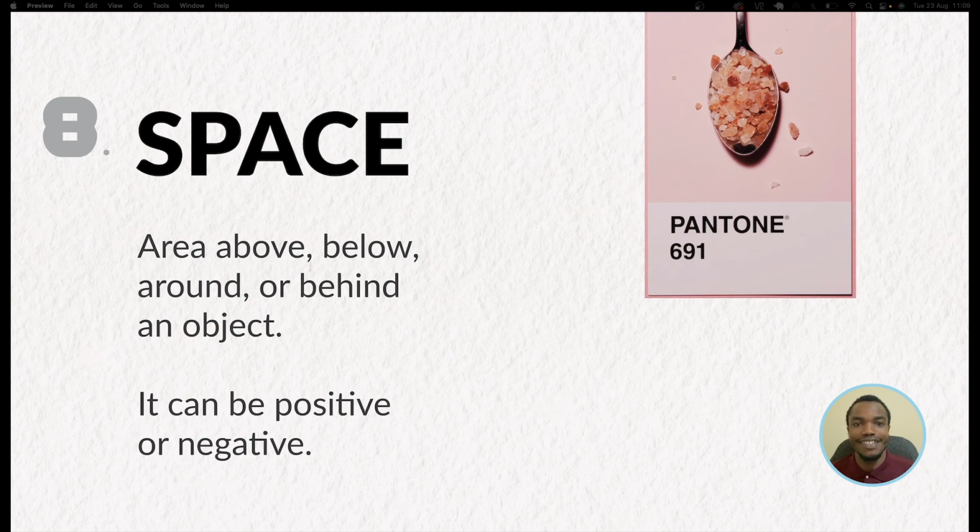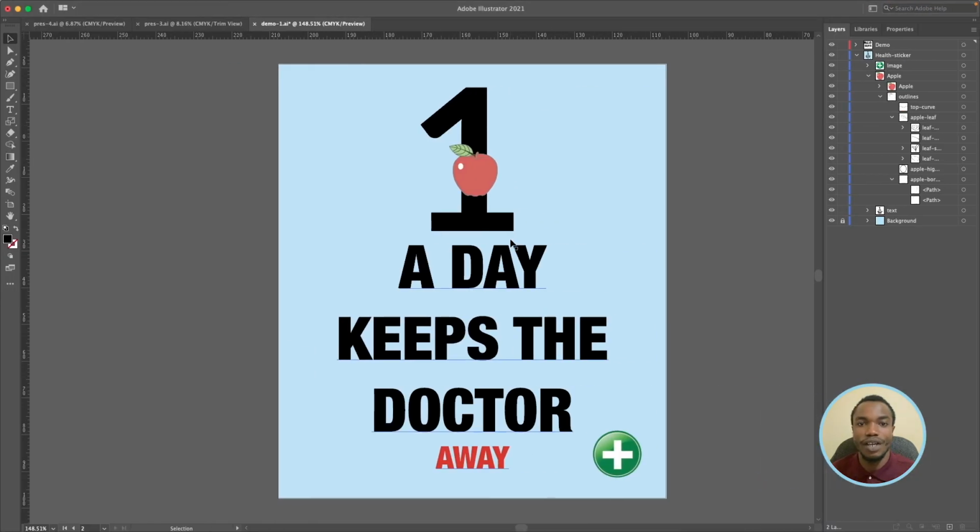Positive space is the space that is occupied by your elements, the shapes, the lines, the color, and all these other elements that I've been talking about. Just like you can see right here, this is a positive space being occupied by the text, and this illustration right here, plus this image right here. So the negative space is the space around these other elements.